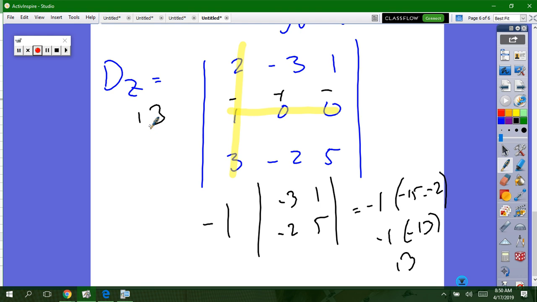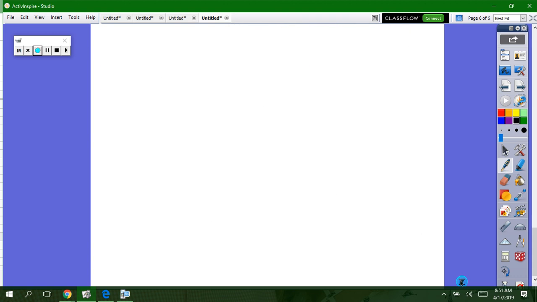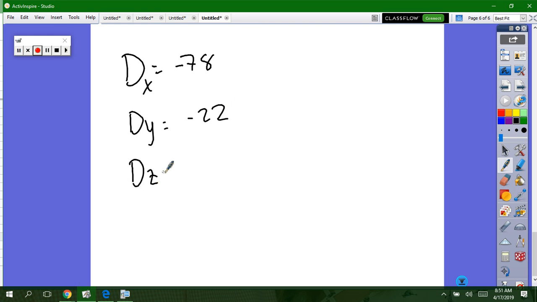Notice, could you imagine doing this by a 3 by 3? Once again, what was D? D was 78. Oh, or was that DX? DX was negative 78. dy was, and dz was 13, and then d was, do we have these numbers? Is this all the numbers we have?